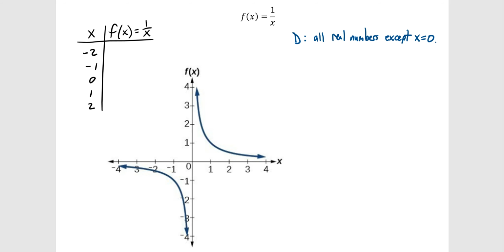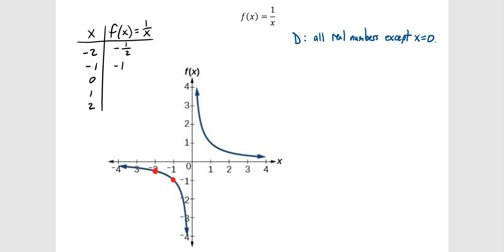If we plugged in negative 2, we would get 1 over negative 2, which is just negative 1/2. Taking a look at where that would be on the graph here, it would be negative 2 comma negative 1/2. That would be that point right here. If we plug in a negative 1, that would be 1 over negative 1, which would just be negative 1. Taking a look on the graph, that would give us this point right here.